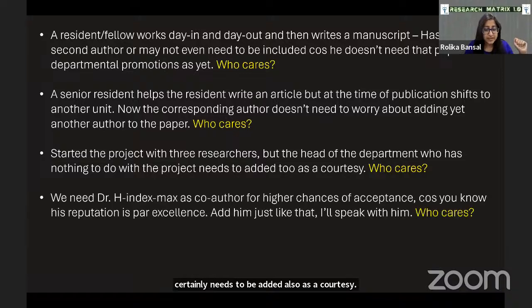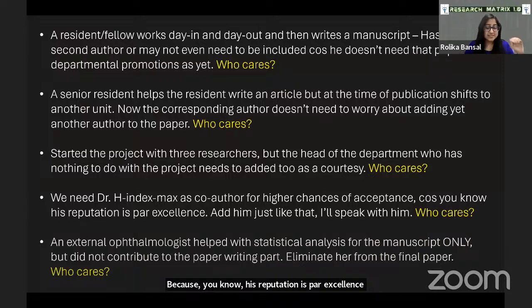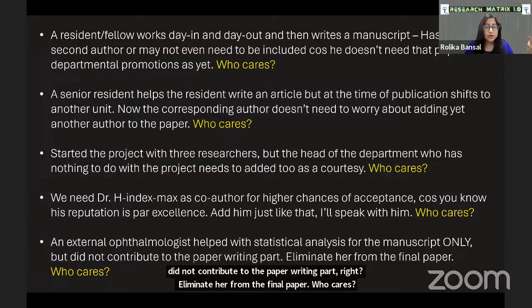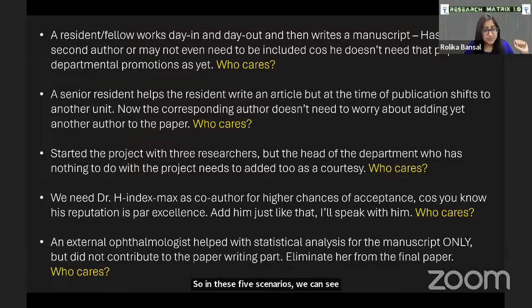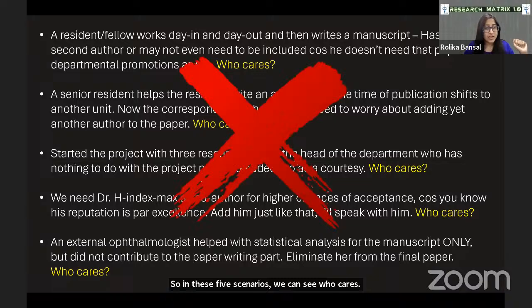Let's add an author. Now we need Dr. H, who is Dr. H-index max, as co-author for higher chances of acceptance of a paper, because you know his reputation is par excellence. Add him just like that. I'll speak with him. Who cares? An external ophthalmologist helped with statistical analysis for the manuscript, just the statistics, but did not contribute to the paper writing part, right? Eliminate her from the final paper. Who cares? So in these 5 scenarios, we can see who cares. Well, this was the devil part, but I would say we care.